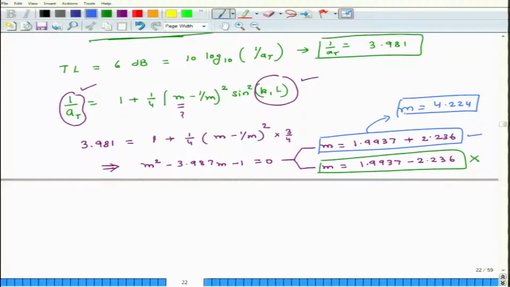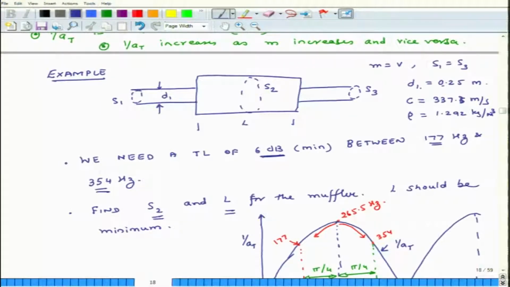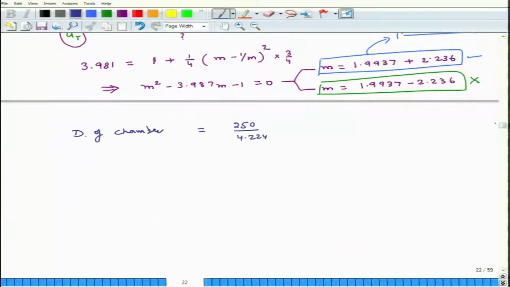So, now that we have calculated m, we now calculate the diameter of chamber, and the diameter of chamber is equal to 250 divided by 4.224. So, where is this 250 coming out from? It is coming out from this parameter which we had defined. So, d1 is small d, this is 0.25, we are interested in this d. So, whatever is the ratio of capital D and small d, and if you square it, that will be same ratio as m. So, that is how we are getting this expression.